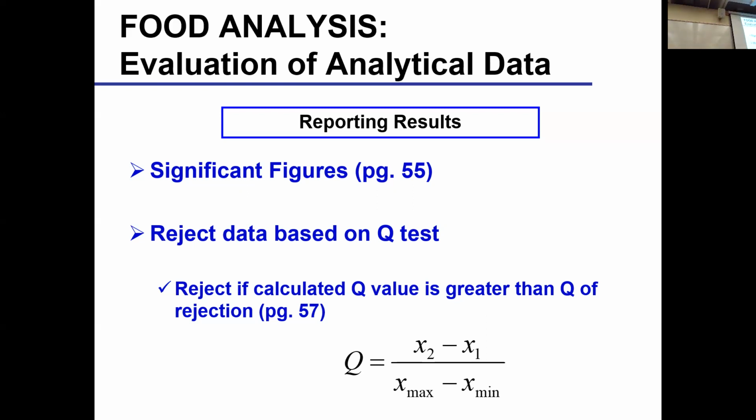Then there is a table in your book on page 57 for tabulated Q values. So the table looks like that. It has 2 columns. It has a number of observations, so how many replications. And then it has the Q of rejection at 90% confidence. Okay, so let's say you had 3 observations or 3 replications. Your Q value would be 0.94. If you have 4 replications, your Q value is 0.76. So if your calculated is greater than the tabulated, then you reject that data point. You take it out from your calculations.